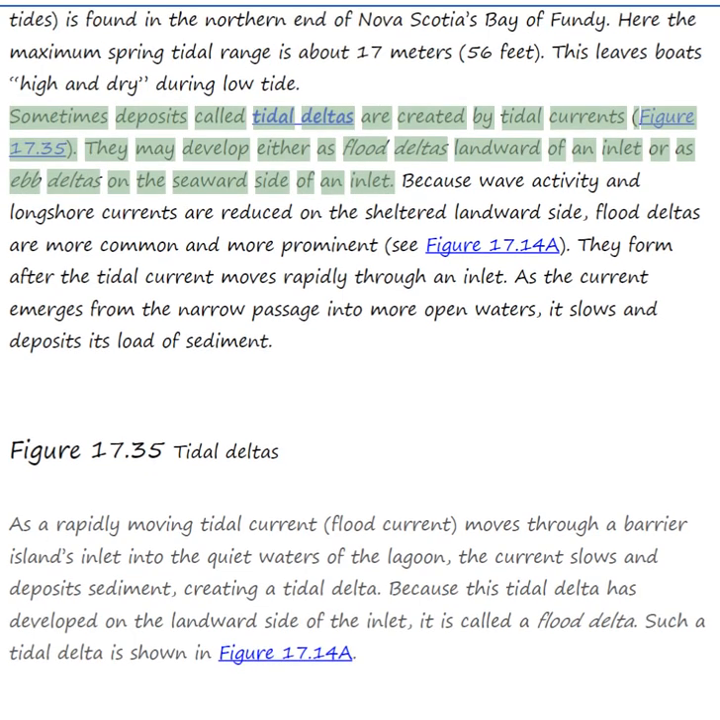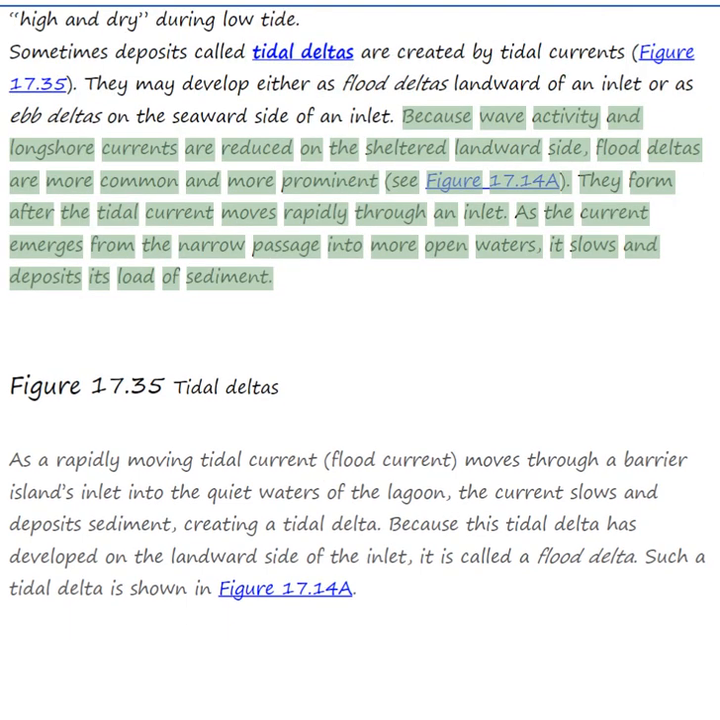Sometimes deposits called tidal deltas are created by tidal currents. They may develop either as flood deltas landward of an inlet or as ebb deltas on the seaward side of an inlet. Because wave activity and longshore currents are reduced on the sheltered landward side, flood deltas are more common and more prominent. They form after the tidal current moves rapidly through an inlet. As the current emerges from the narrow passage into more open waters, it slows and deposits its load of sediment.